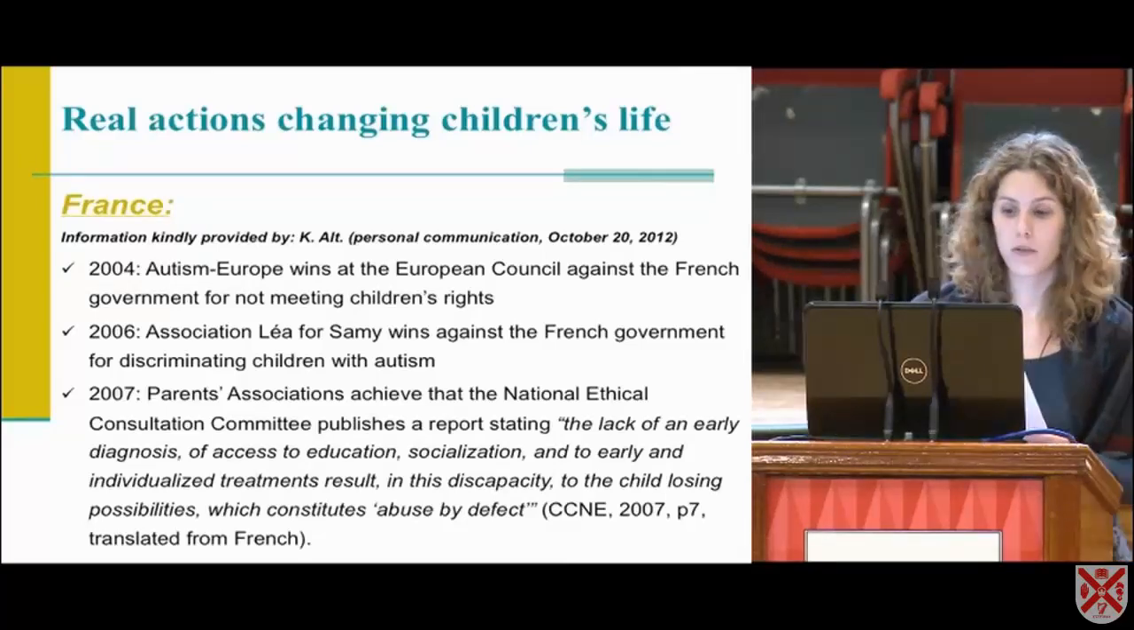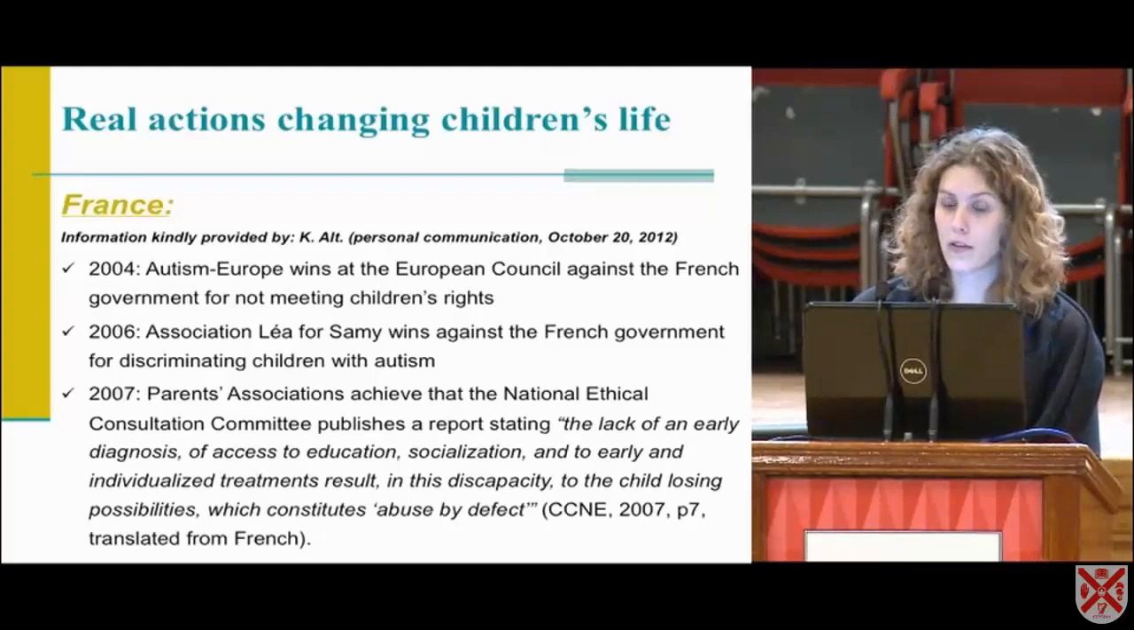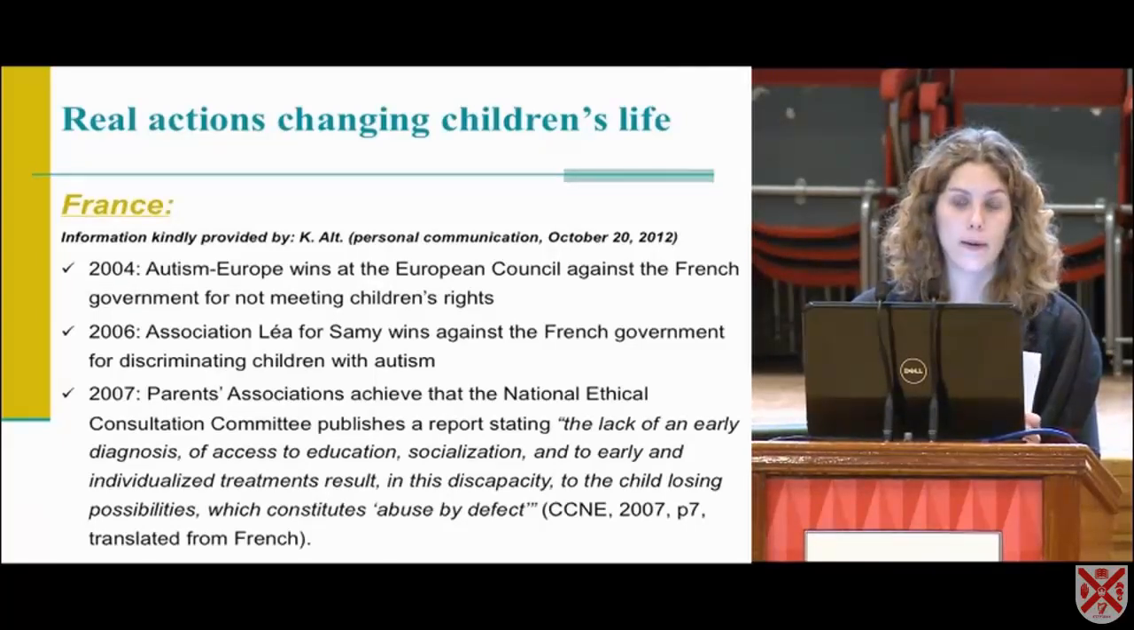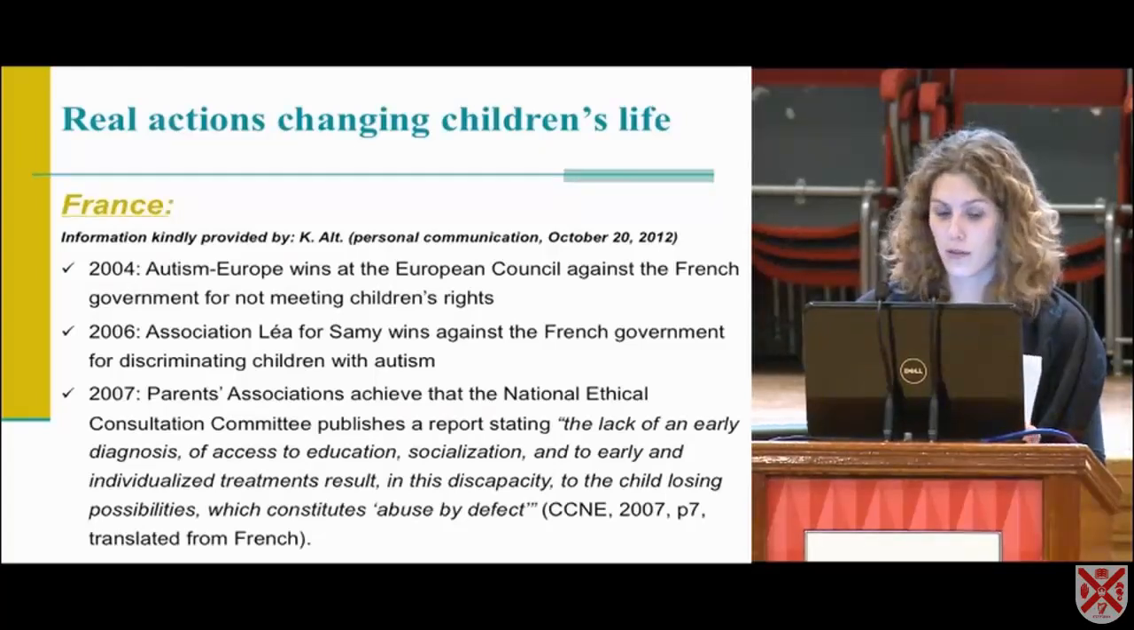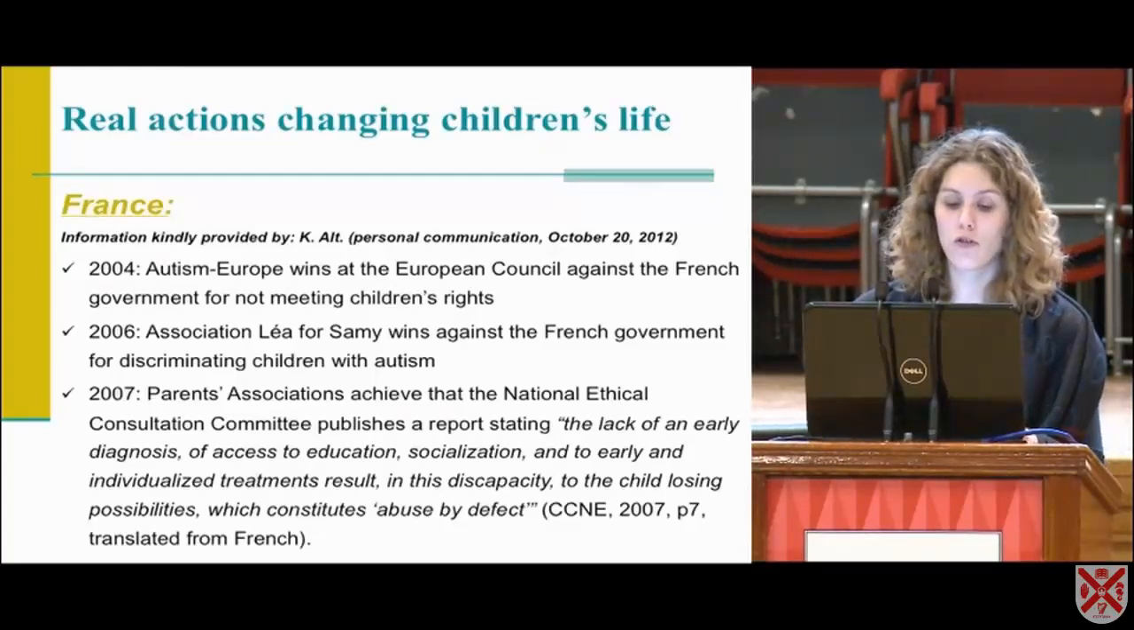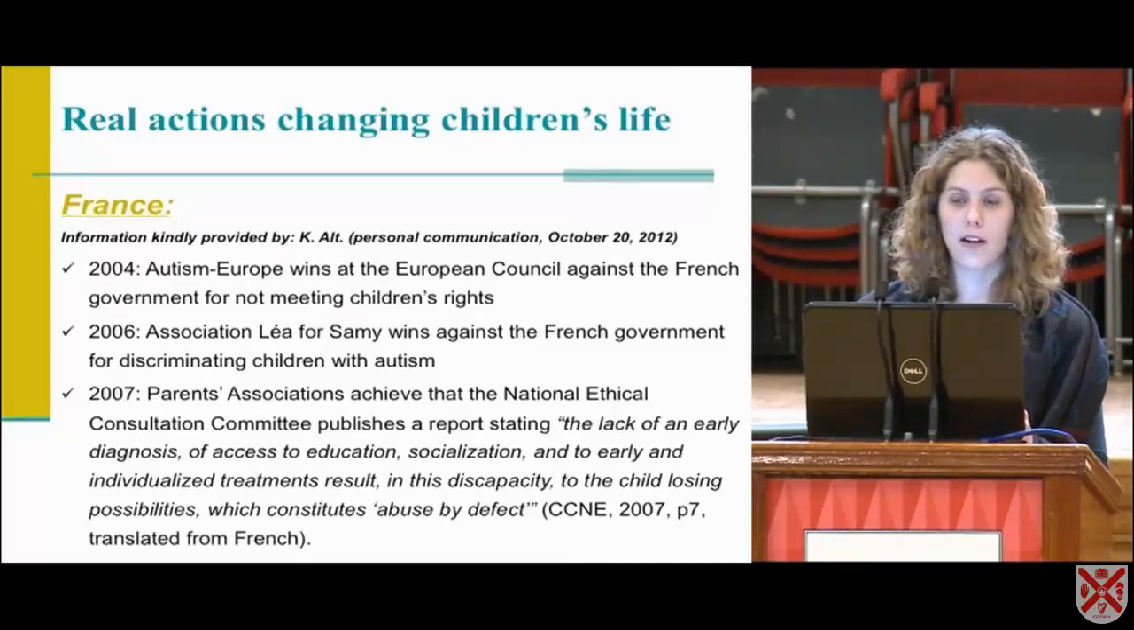So in 2004, Autism Europe won at the European Council against the French government for not meeting children's rights. In 2006, a different association called Lea for Sami also won against the French government for discriminating against children with autism. In 2007, parents' associations achieved that the National Ethical Consultation Committee published a report stating that the lack of an early diagnosis, of access to education, socialization, and to early and individualized treatment results in the child losing possibilities, which constitutes abuse by defects. This is translated by friends.